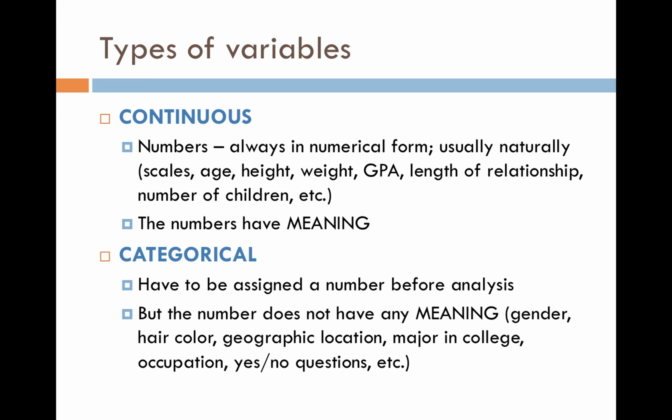Categorical variables are, like we talked about before, with having to assign numbers, and those numbers don't have any meaning. So when we were talking about favorite color, and I said, the next person could code red as 2, the next person could decide to code red as 4. That's because the number doesn't have any meaning. It's just a number to help you enter it into Excel and conduct an analysis. So categorical variable examples: gender, hair color, location, major, occupation, etc.